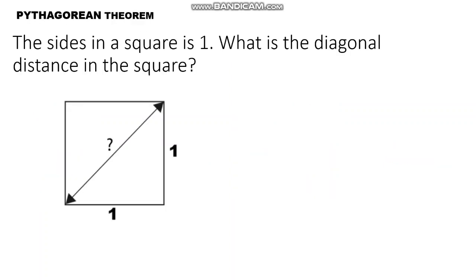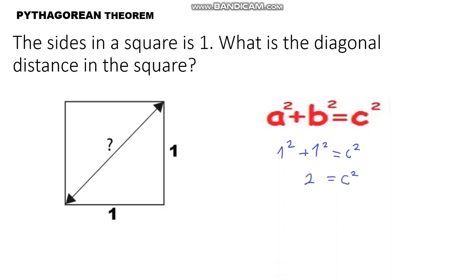The sides of a square are 1. What is the diagonal distance in the square? When we look at this square, we can see that there are 2 right triangles, and the diagonal is the hypotenuse of this triangle. We can apply the Pythagorean theorem. a squared plus b squared equals c squared. Our legs are 1 and 1, and we want to find the length of the hypotenuse. 1 squared plus 1 squared is equal to 2. If I take the square root of both sides, we can say that c is square root of 2. Our diagonal distance is square root of 2.